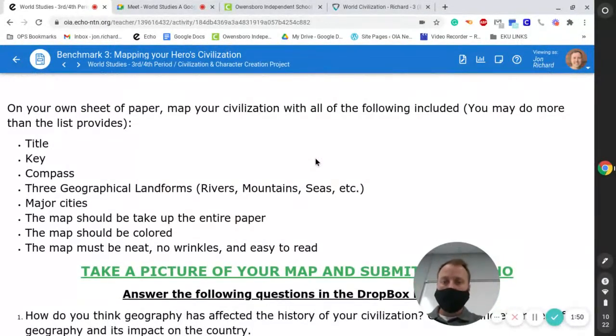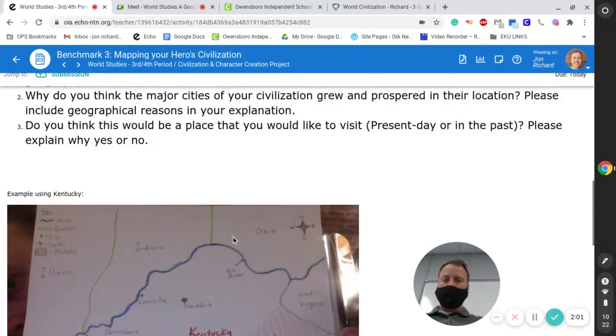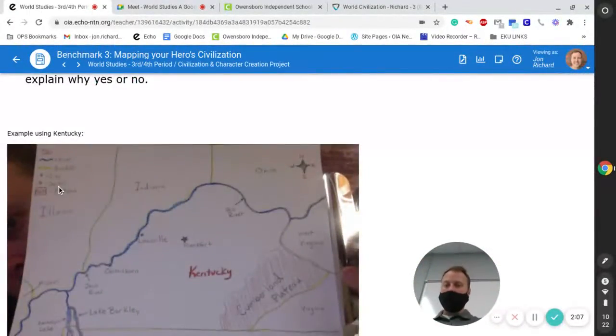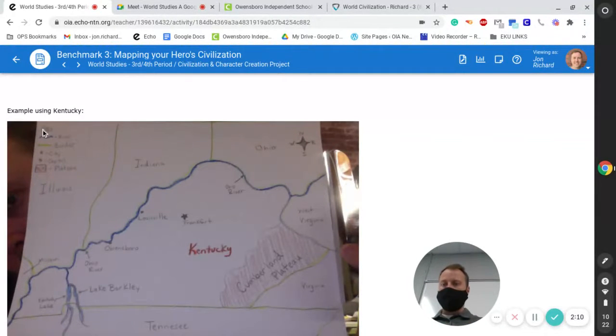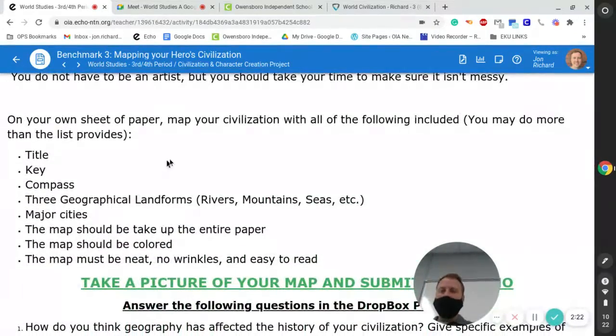On your sheet of paper, when you're mapping your civilization, you need to include all of the following, okay? You need a title at the top or somewhere that's appropriate. See, mine is titled in the center, Kentucky, okay? You need a key, and a key tells you what different things are labeled as. So if you have a river or borders, cities, the capital, or if you shade in an area as a plateau, you need a key, okay? You need 3 geographical landforms. This can be rivers, mountains, seas, forests, but geographical landforms that impact your civilization.